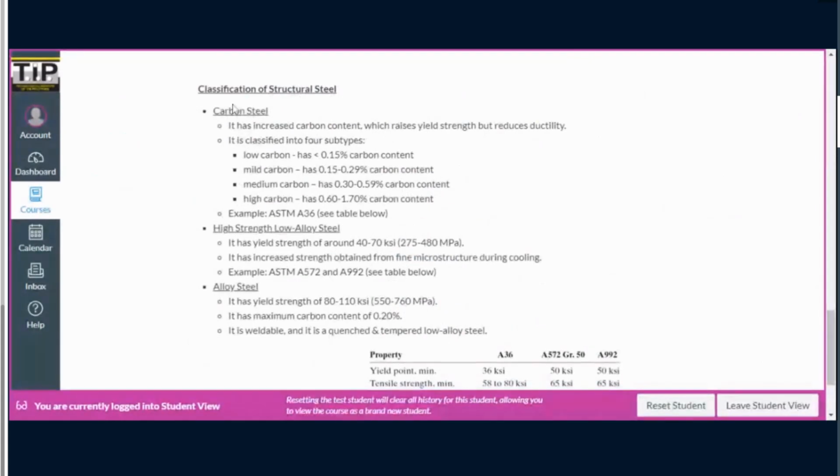So carbon steel is classified further into four subtypes. We have low carbon, mild carbon, medium, and high carbon. So it depends on the amount of the carbon. One example of carbon steel would be ASTM A36 with the properties below. So this one, I'm not really sure where A36 belongs among these four. I have not read the ASTM standard for this, so you may check it out.